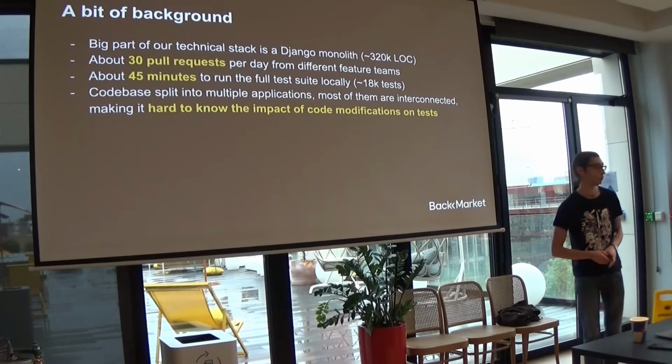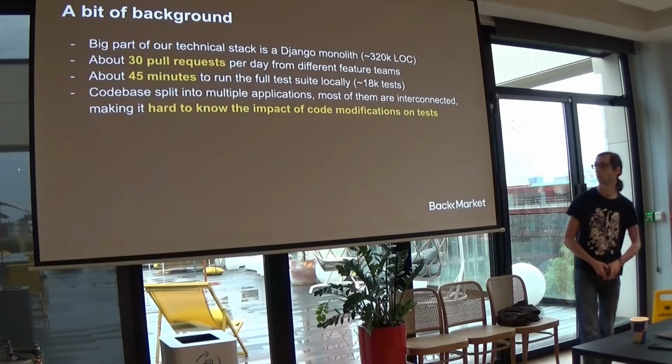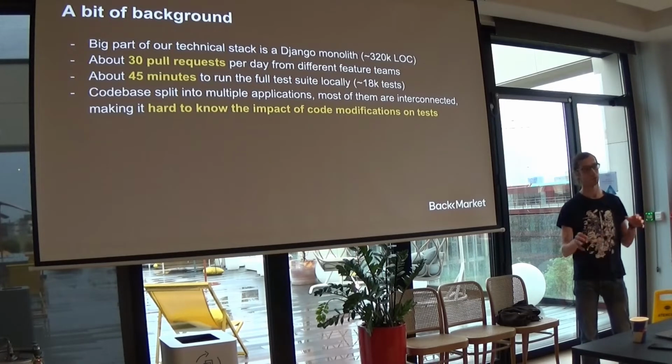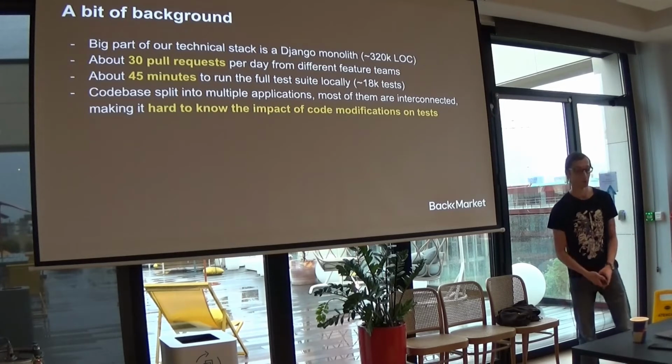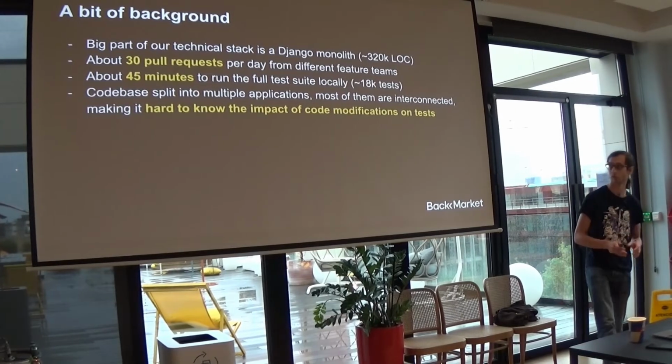The code base is split into multiple applications, but most of them are interconnected because we make heavy usage of the ORM of Django, so we have a lot of interaction between the different applications. So it makes it hard to know how a code modification will impact other parts of the code, and we don't really know as a developer which tests to run based on the code that is modified.